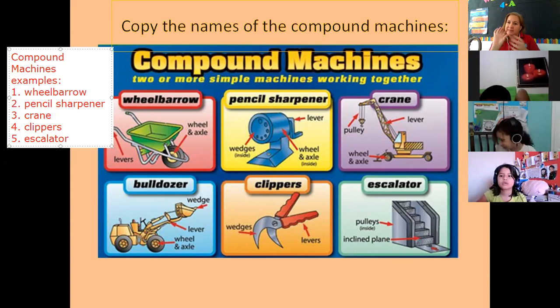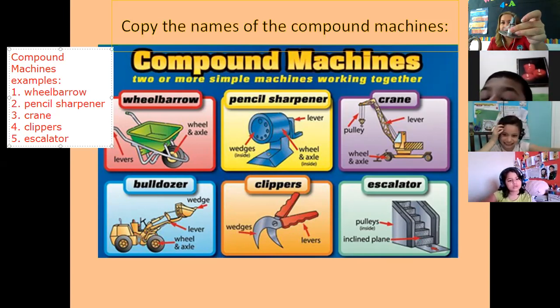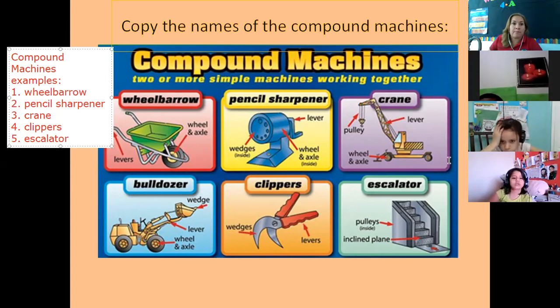So this blender has a screw there and has wedges in this part, in these blades. Those simple machines are present in this one. So this one is not a simple machine. It's a compound machine because it has at least 2. Okay, finished because I need to continue.